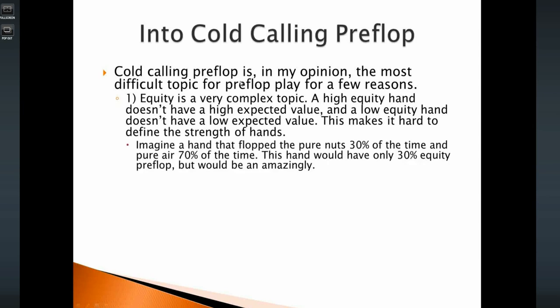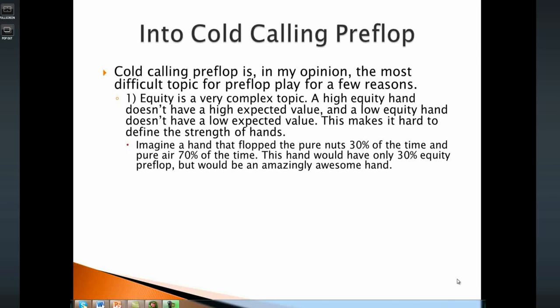Imagine a hand that flopped the pure nuts 30% of the time and pure air 70% of the time. This hand would only have 30% equity preflop because it only wins 30% of the time, but would be an amazingly awesome hand. I've talked about this a bit in the past, and it can lead you to one of your biggest aha moments if you don't already completely understand this. But think about it. If you had a hand that flopped the pure nuts 30% of the time and pure air 70% of the time, that hand's going to have an extremely low amount of equity. Yet even though its equity is low, its expected value would be incredibly high, because when we flop the nuts, we're going to try to win a massive pot.